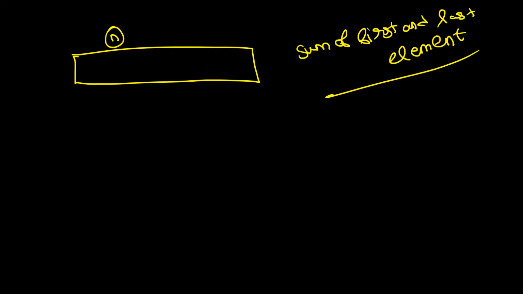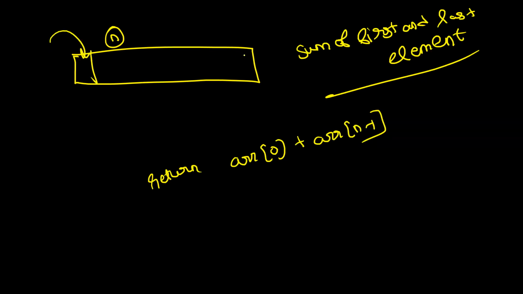Anyone? Constant, guys. What will you do? You will simply return ARR of 0 plus ARR of n minus 1. So is it not constant? You just inspect the first and the last thing. So that is constant work that you are doing, right? So this is also big O of one time complexity. Making sense? How many people are understanding? Yes? Okay.